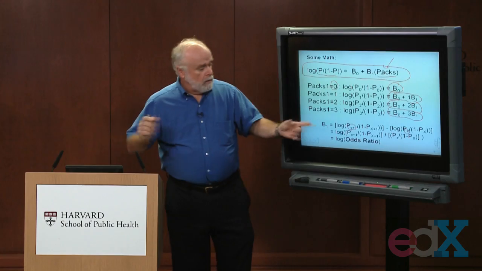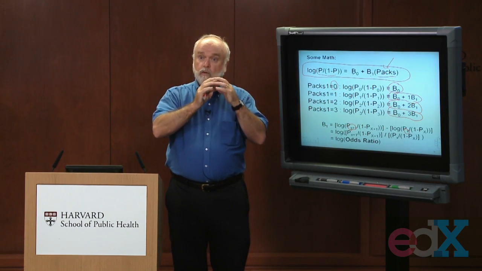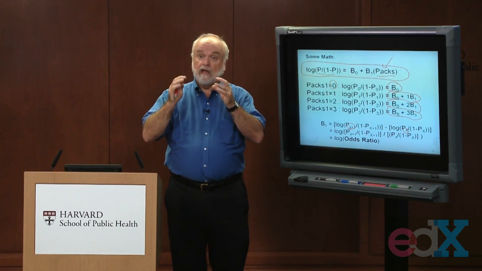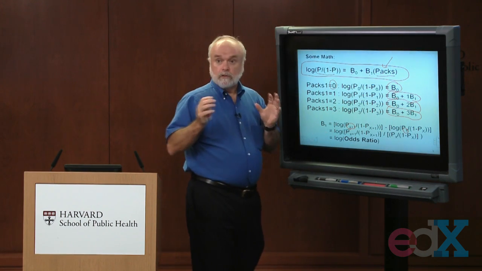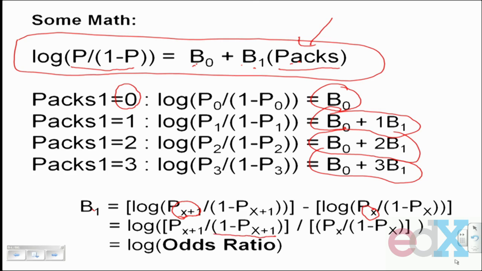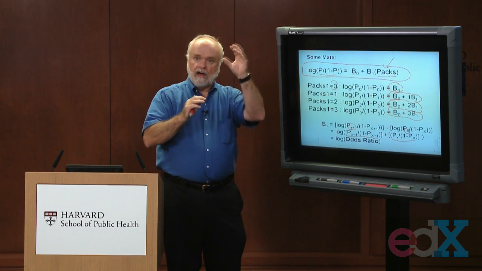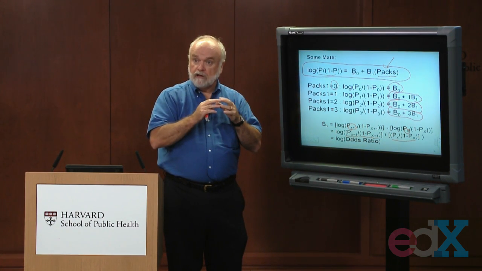Well, let's go back now to that slide that we had before. What we have down here is that B1 is the log odds of dying when you smoke X plus 1 packs a day minus the log odds of dying when you smoke X packs a day. That logarithm law says that's equal to the log of the quotient. Well, what's the quotient? It's the odds of dying when you smoke X plus 1 packs a day divided by the odds of dying when you smoke 1 less pack, just X packs a day. Well, we've seen this before. Odds of dying for one group of people divided by the odds of dying in another group of people is what we call the odds ratio.